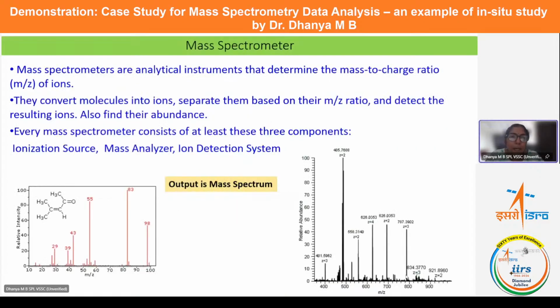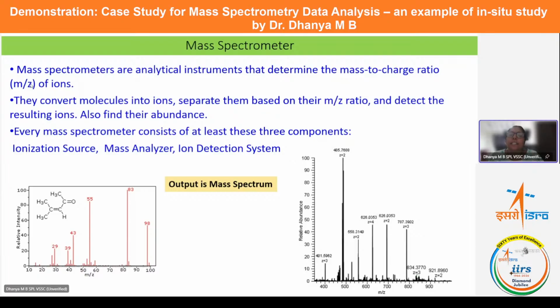So what is basically a mass spectrometer? Mass spectrometers are instruments that, as the name suggests, determine mass. There is a small change in the terminology: instead of simple mass, we say they determine mass to charge ratio, so basically they determine M by Z. This is why this term comes, as we will see soon.